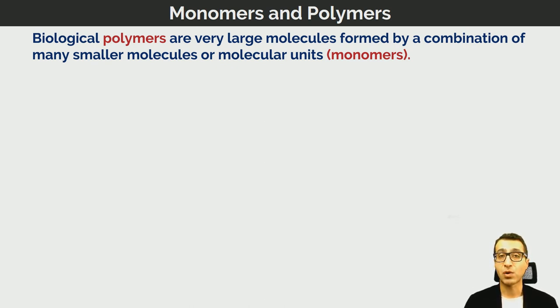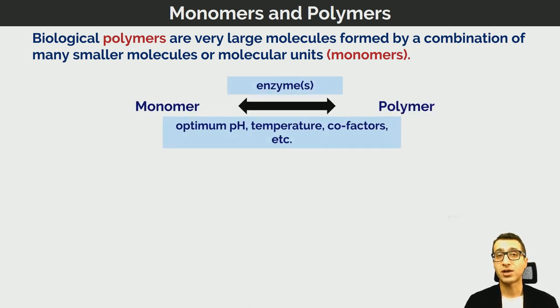So enzymes are often involved, which in turn means that typically the polymerization reaction occurs under conditions of optimum pH and temperature, with the presence of cofactors and so on. Now, the topic of enzymes will be explored in a separate lesson in this topic, but for the moment it's enough to note that the process of forming polymers from their monomers is typically enzymatically catalyzed in biological systems, and also the reverse process of the catabolism or the breakdown of polymers tends to also be enzymatically controlled.